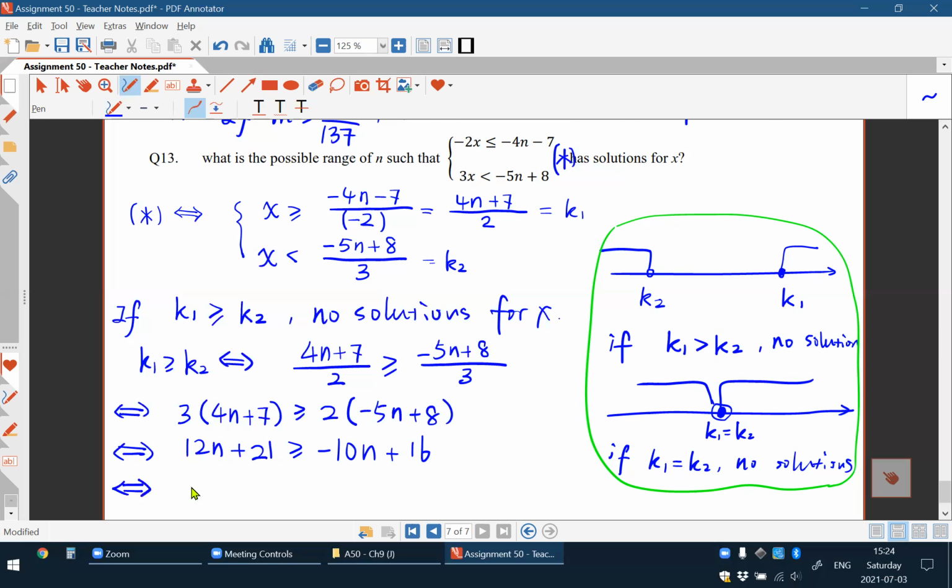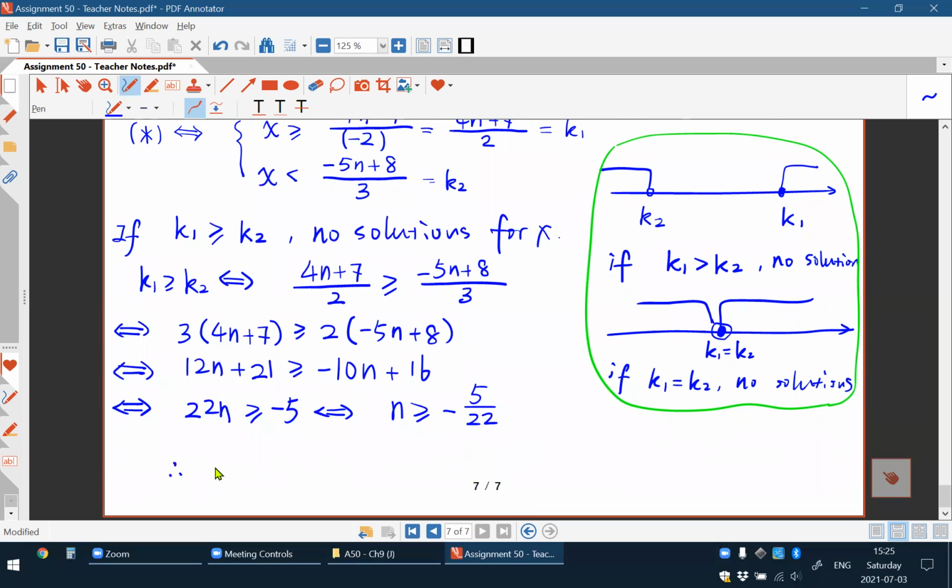Okay, let's simplify this. That means 22n greater than or equal to minus 5, right? And this is equivalent to n should be greater than or equal to minus 5 over 22, right? So this means if n is greater than or equal to minus 5 over 22, there is no solution for x. Okay, and this is our final solution of the last question.